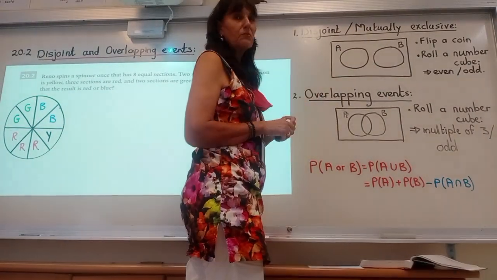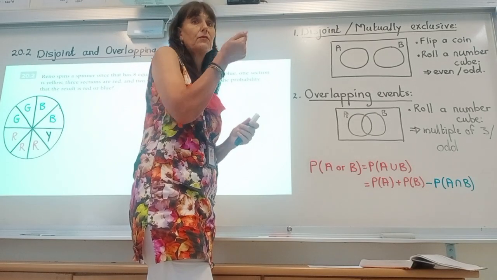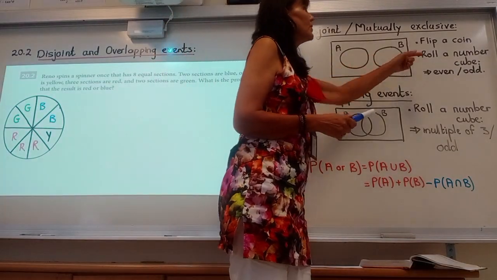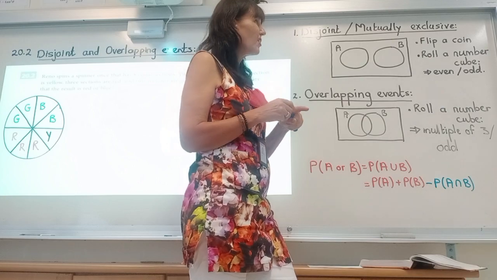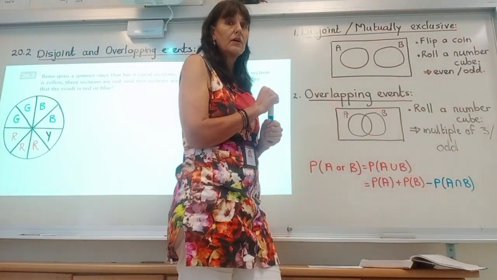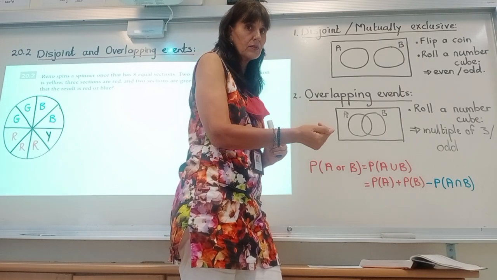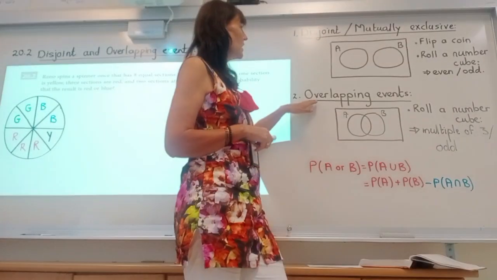I have two examples there. When I flip a coin, I can't get a heads and a tails at the same flipping of the coin. Either the one or the other one is going to happen. When I roll a number cube, a dice, I can't have an even and an odd number with one roll. Both those events can't happen in one of the rolls. If I start rolling it more times, then it's a different case.